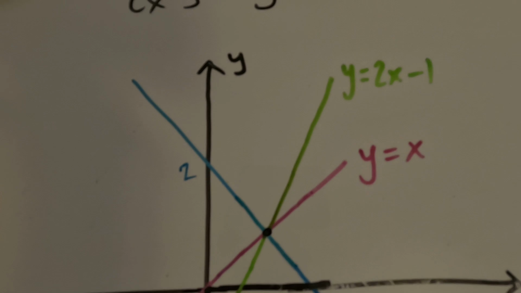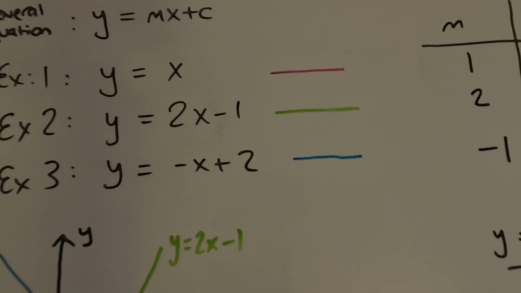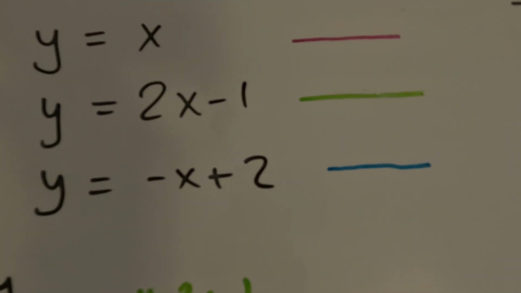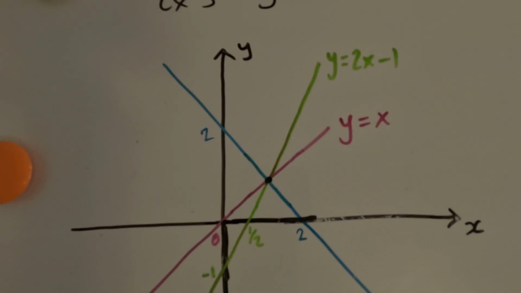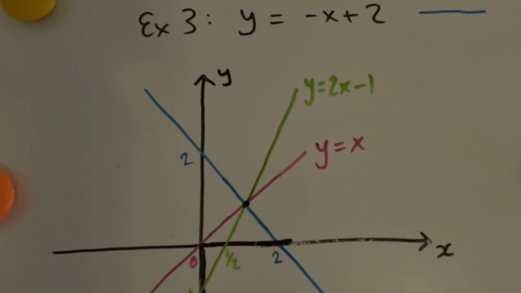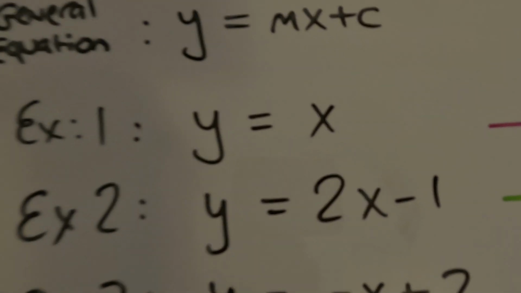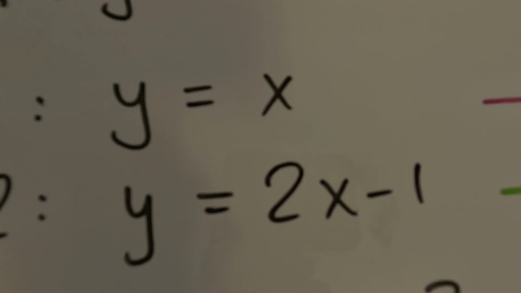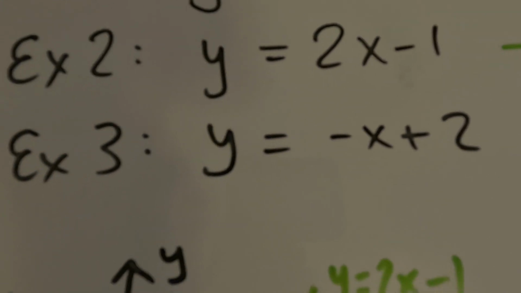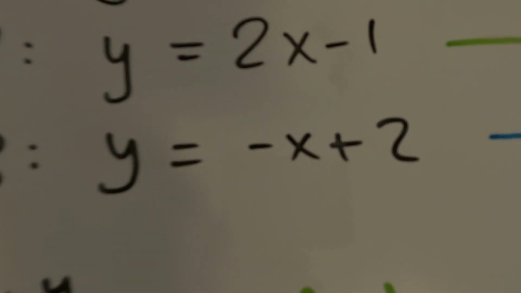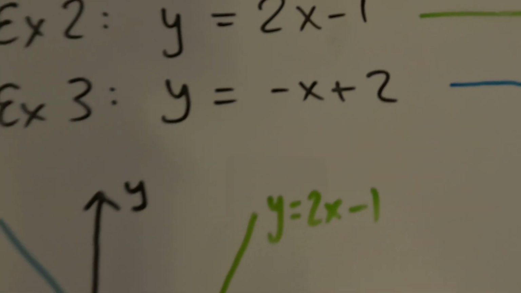and I've color coded them. So y equals x is the pink line, y equals 2x minus 1 is the green line, y equals minus x plus 2 is the blue line. And what you'll notice is the first two, the pink and the green one, they have a positive slope or gradient. Example 1, the slope is 1 because it's just 1 times x, it's mx, so m is 1. The slope for example 2 is 2, and the slope for example 3 is negative, it's minus 1 because it's minus x plus 2. So m here is minus 1.